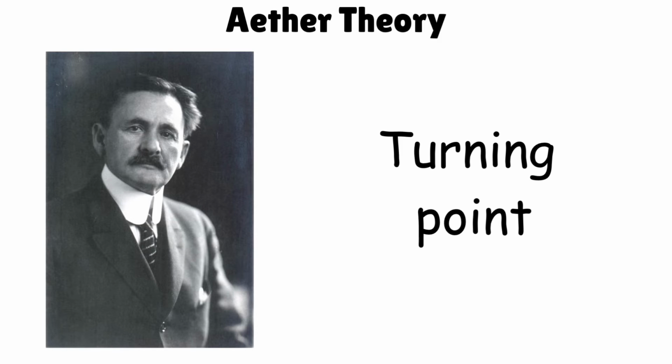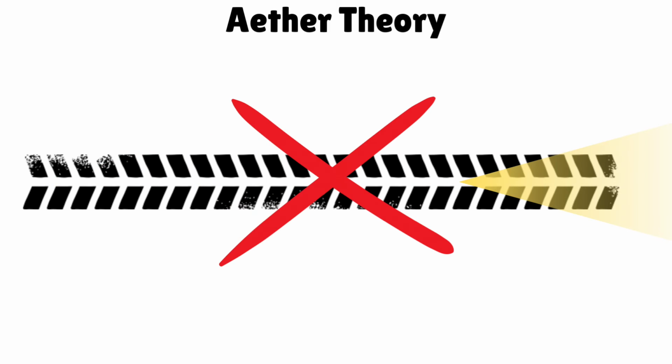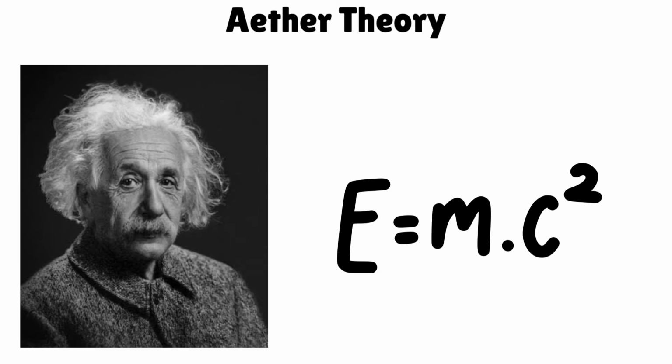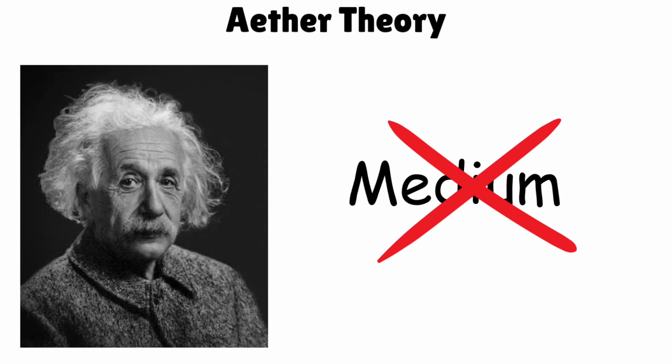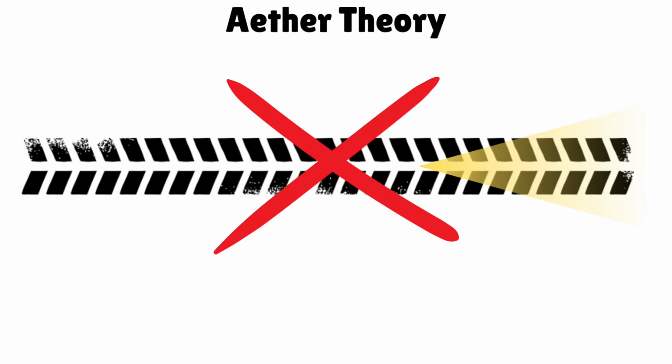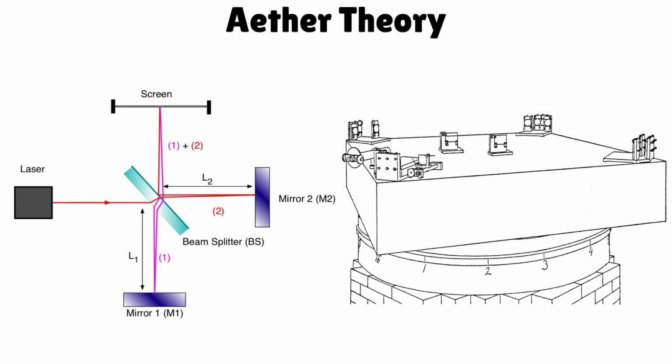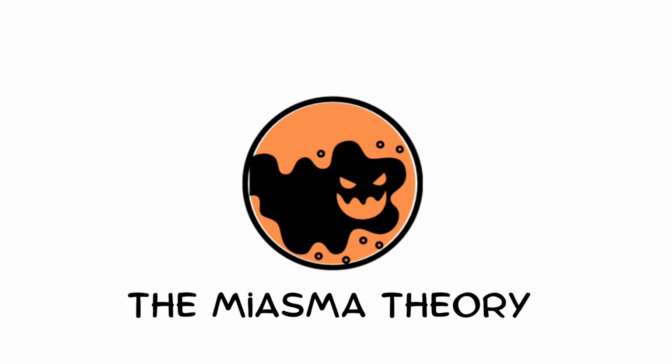This failure was a turning point. It helped disprove the theory and set the stage for Einstein's theory of relativity, which showed that light travels through a vacuum without needing a medium. So while the ether didn't exist, chasing it helped unlock one of science's biggest breakthroughs.